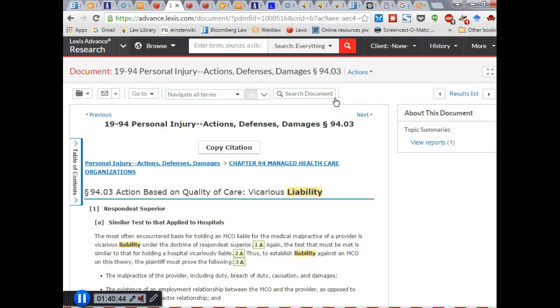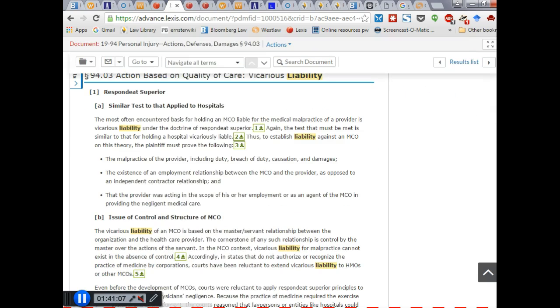Within each article, remember we were looking at our ALR, there was a table of contents. So that was great for that specific liability of HMO. That's a great table of contents, but ALR as a set doesn't have one, whereas a treatise will. So here, this treatise looked like it was talking about, based on quality, vicarious liability, quality of care, and we know that it talked about HMOs, or MCOs, vicarious liability of MCOs based on the master-servant rule.